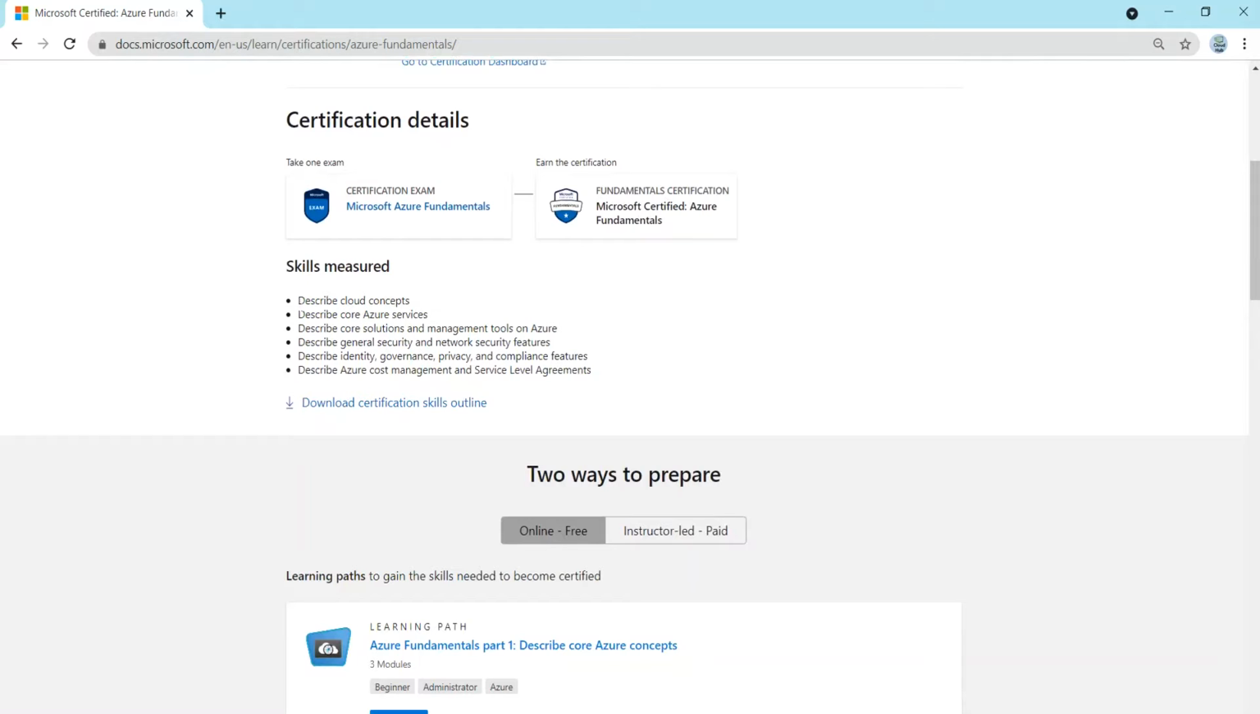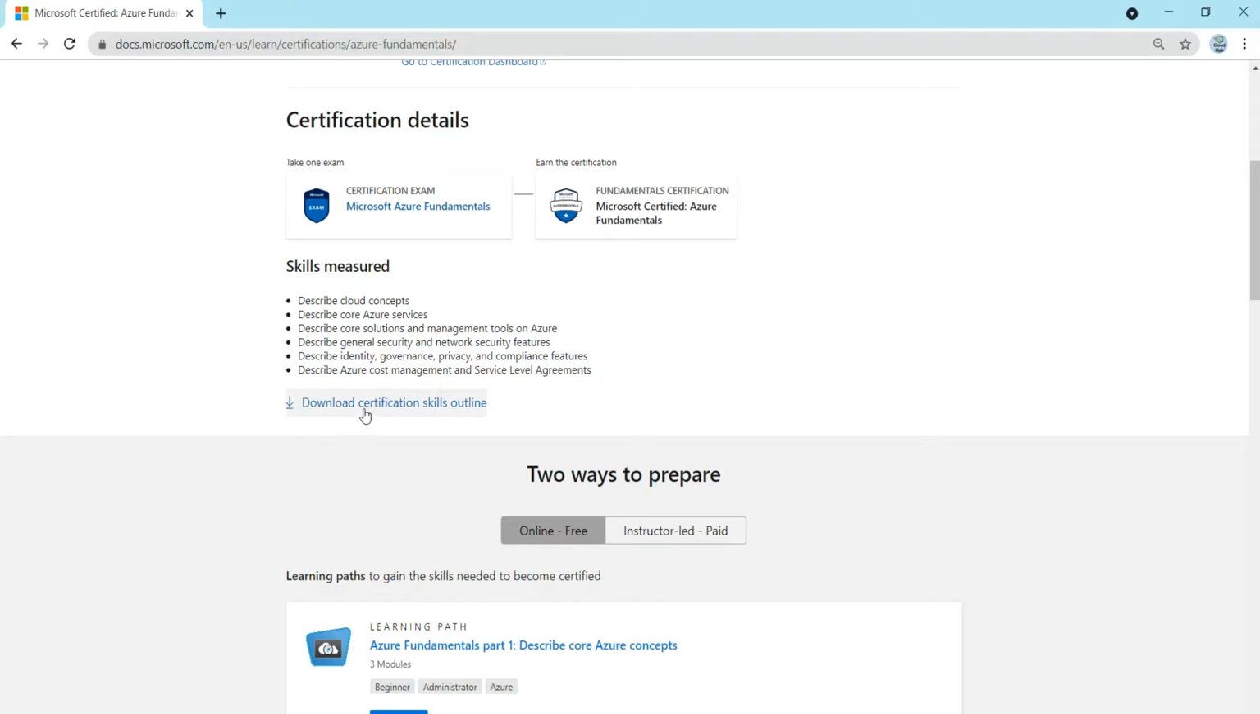So what are the skills that are being measured in the AZ900 exam? It says describe cloud concepts, describe the core Azure services and the core solutions and management tools in Azure, describe general security and network security features, describe identity governance and privacy, and describe the Azure cost management as well as SLAs. So always try to come to the skills measured and look for the topics that you need to cover for your exams, and you have the download link here.